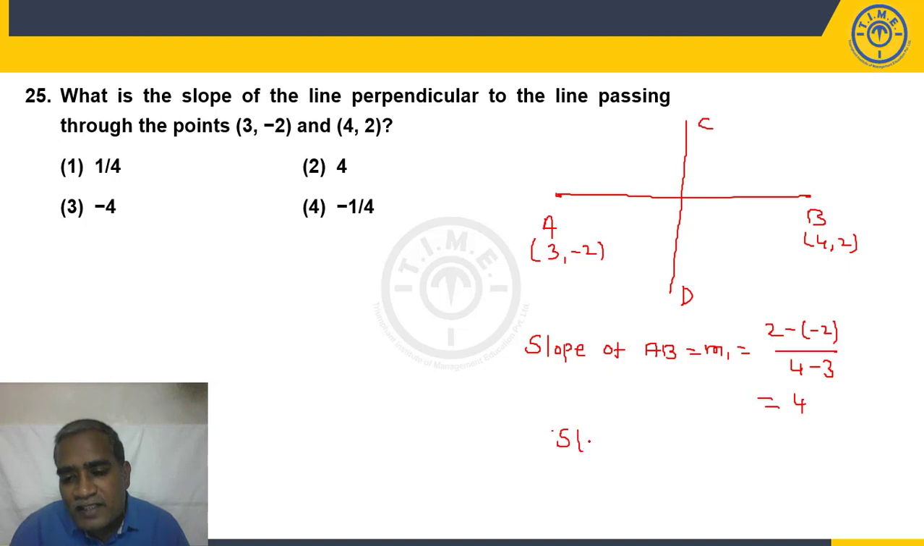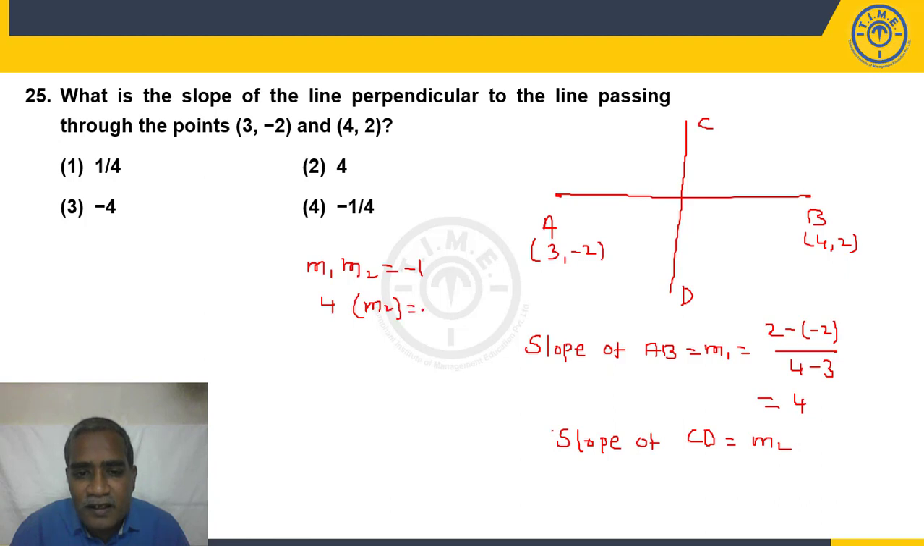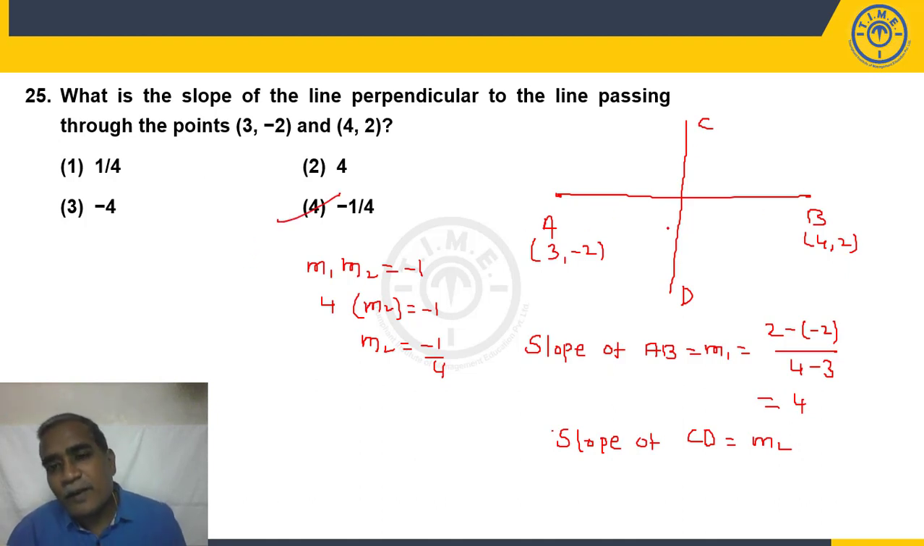Consider the slope of CD is equal to M2. These two lines are perpendicular. That's why you take M1 M2 is equal to minus 1. Clear? M1 is 4, M2 as it is minus 1. So what is M2? Minus 1 by 4. Here the lines are perpendicular, which means the product of the slopes is equal to minus 1. M1 M2 is equal to minus 1.